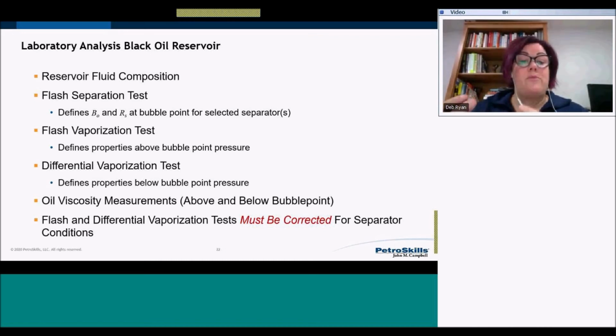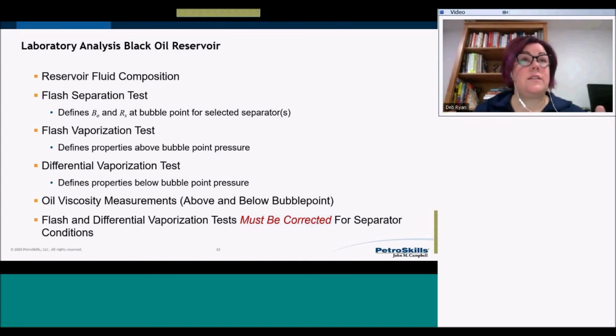We then do a flash vaporization test, which allows us to define the properties above the bubble point, and so how the formation volume factor and viscosity are going to behave above bubble point. And then we do a differential vaporization test below the bubble point to understand, as we deplete and take those fluids out, how our solution GOR and our formation volume factor and viscosity are going to change as we take that free gas out at different temperatures.